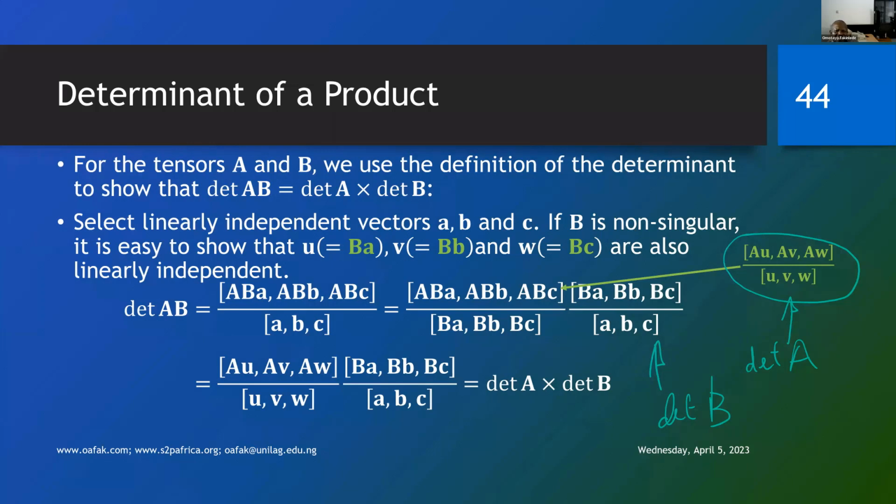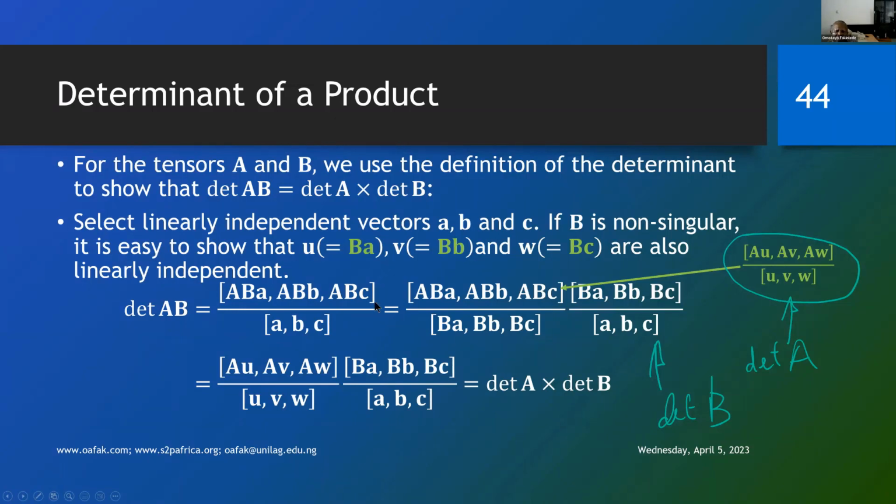Select linearly independent vectors a, b, and c. And if B is not singular, it is easy to show that we can get new vectors u equal to Ba, v equal to Bb, and w equal to Bc, which will also be linearly independent. Therefore, if you take the determinant of AB, it is ABa, ABb, ABc over abc. You can say it's equal to this.